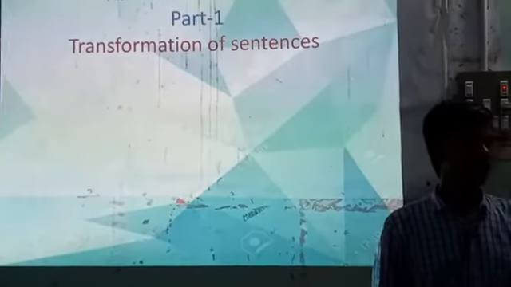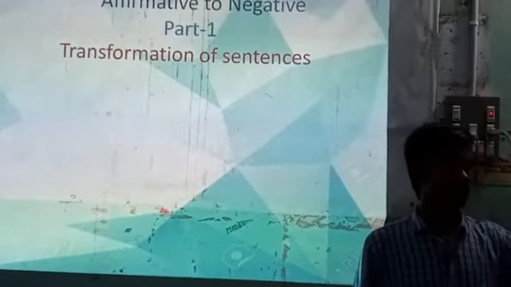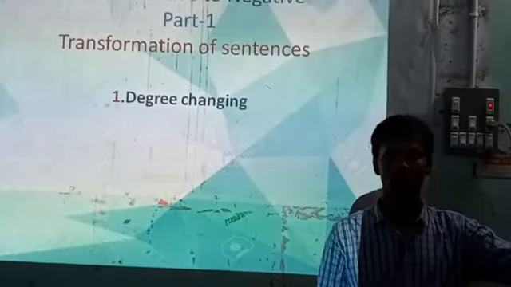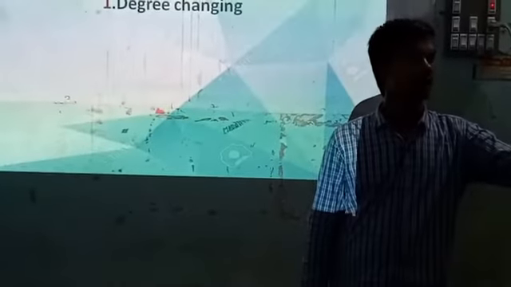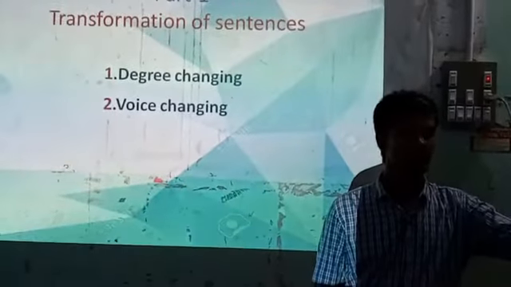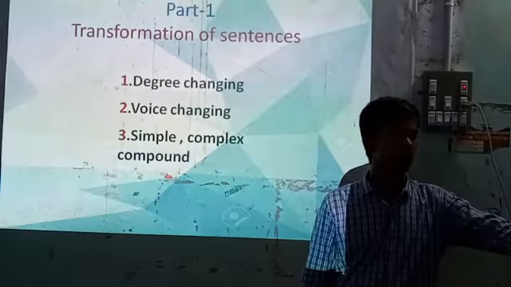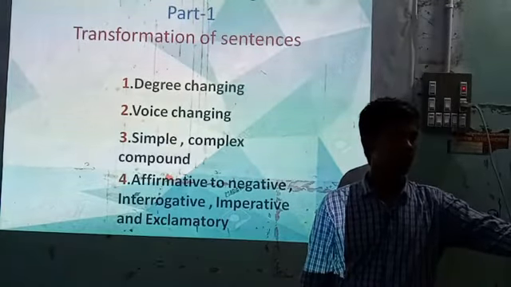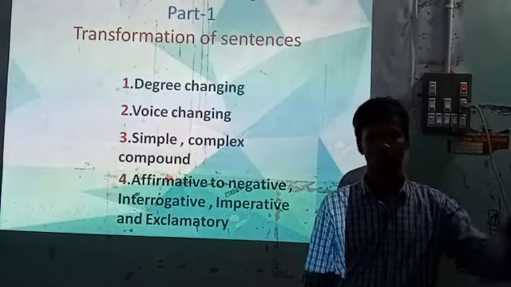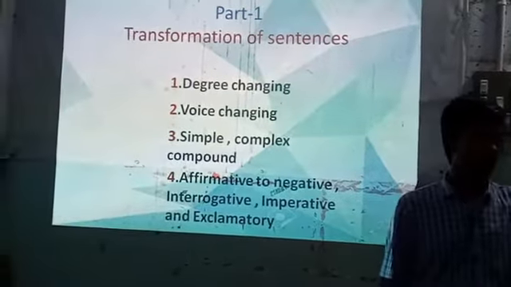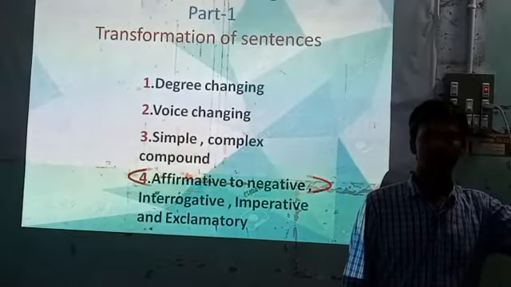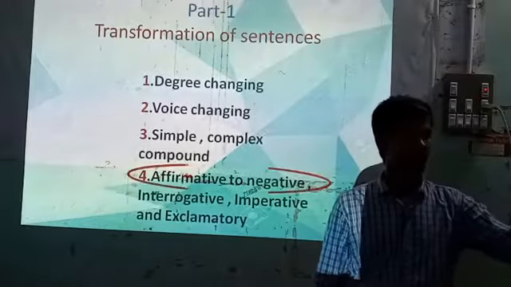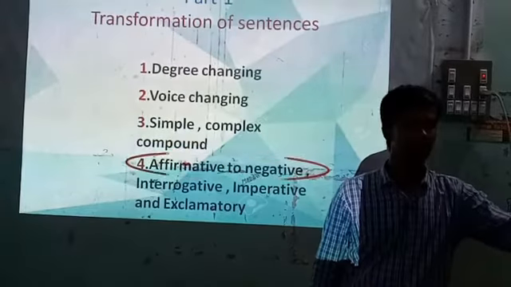Today our topic is affirmative to negative, part 1, transformation of sentences. Dear students, there are 4 parts of transformation of sentences. First is degree changing, voice changing, simple, complex and compound; then affirmative to negative, interrogative, imperative and exclamatory. Today our topic is affirmative to negative. I hope you have taken your pen and paper. Be attentive to what I say.